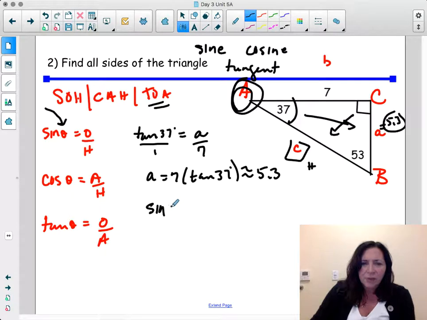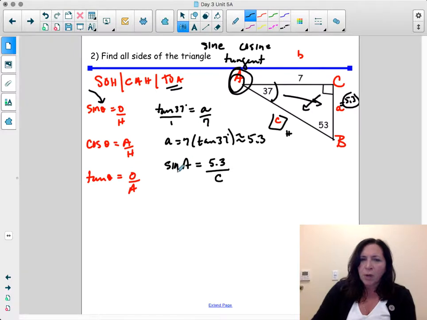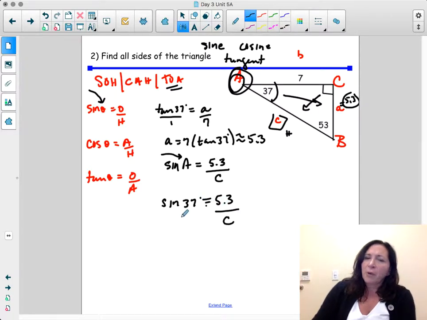So I'm going to go sine of angle A is equal to the opposite side, which we know is 5.3 divided by C, which we're trying to find. Now, remember, you can only have one unknown in a problem, but actually, see this A, I already know what that is. That's 37. So we have sine of 37 degrees is equal to 5.3 divided by C. For this problem, I'm actually going to cross multiply and then divide.